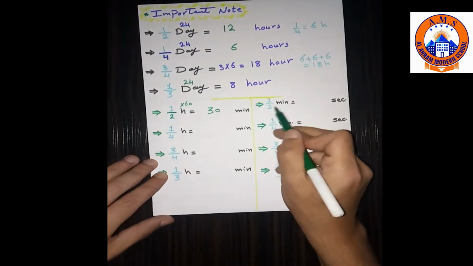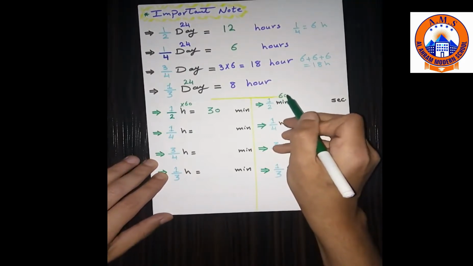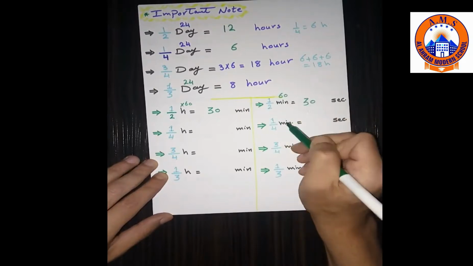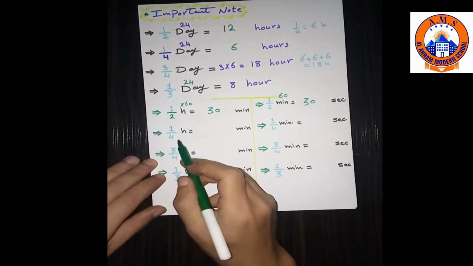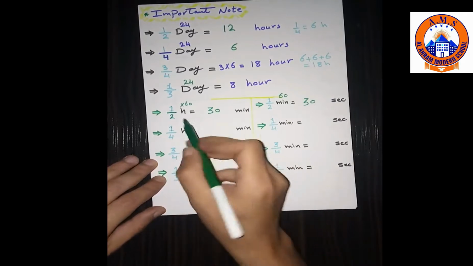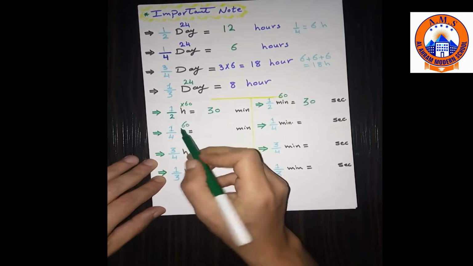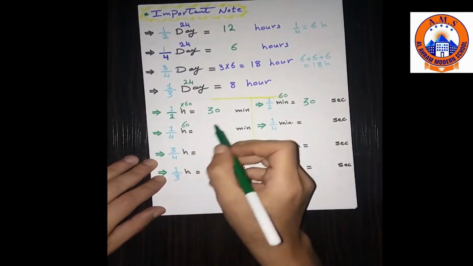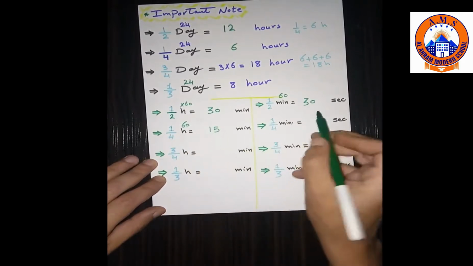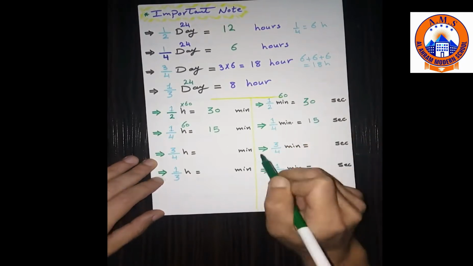It's the same here, half a minute equals how many seconds? We divide 60 by 2, it will be equal to 30. Next one, a quarter of an hour equals how many minutes? So from hour to minute, we multiply by 60. 60 divided by 4 equals 15 minutes. And the same here, a quarter of a minute equals 15 seconds.